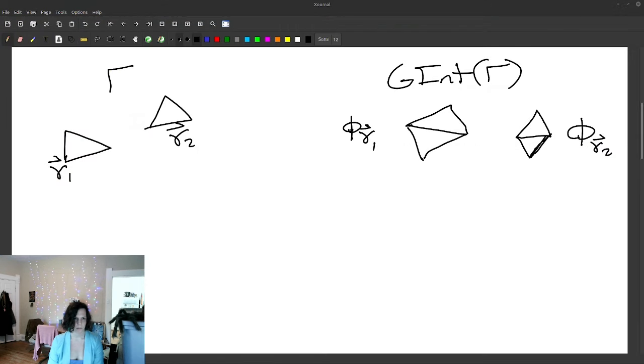Let's see what happens when gamma 2 is a reordering of gamma 1. That's like saying gamma 1 is S0, S1, S2, and maybe gamma 2 is some reordering of that, maybe S0, S2, S1. For gamma 1, this is our S0, this is our S1, and this is our S2. Maybe I'm not following my own conventions here.